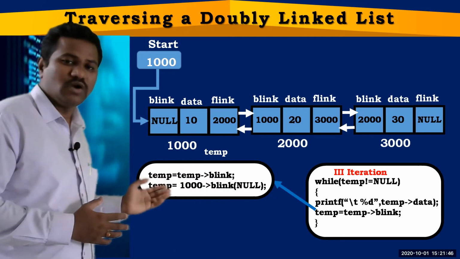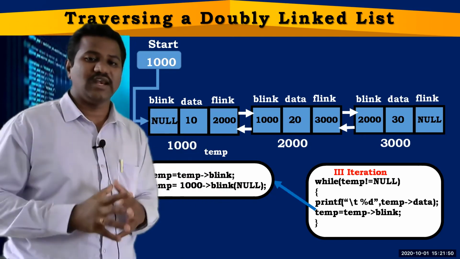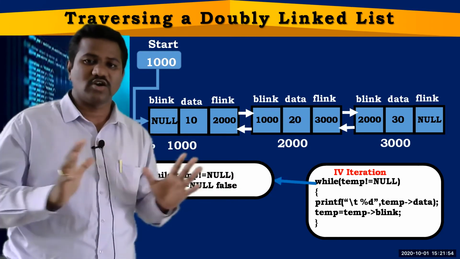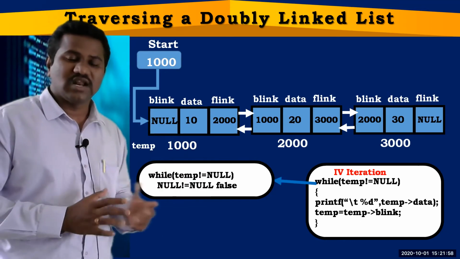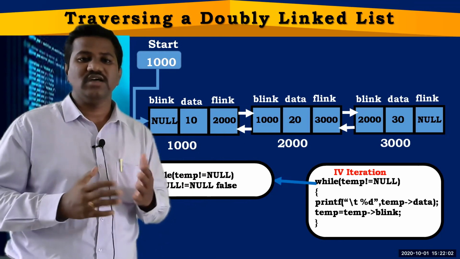Null is going to be stored in temp. Now your temp contains null. It is not pointing to any node, right? Temp contains null. It is not at all pointing to any node. Now what happens here? While temp not equal to null means null not equal to null, condition is false. Condition false means it comes out of the while loop.